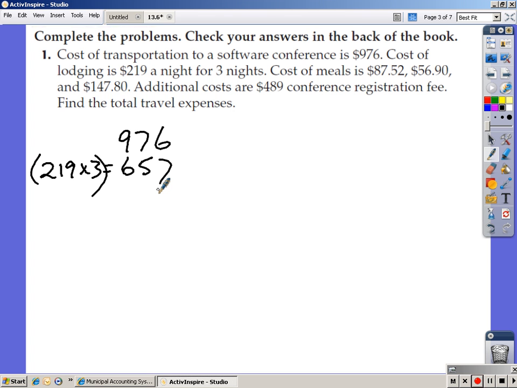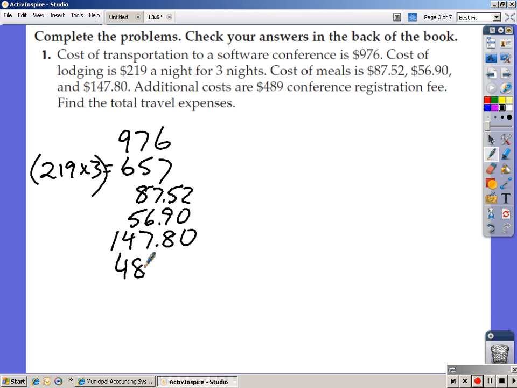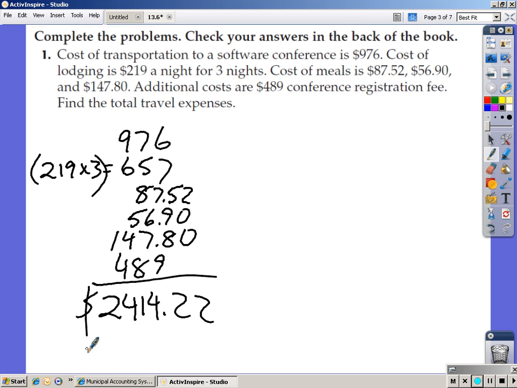657. Cost of meals, 87.52, 56.90, and 147.80. Additional costs are 489. Okay, find the travel expenses, add those up. You should come up with 2,414.22. Okay? Let's take a look at number 2.